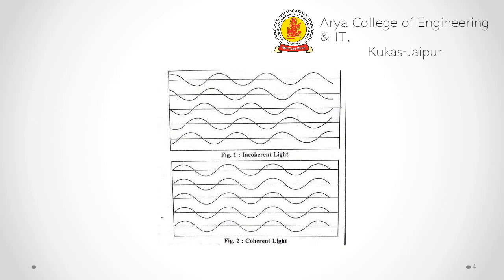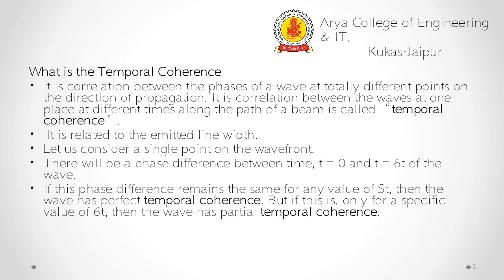If we want to draw the diagram of coherent and incoherent light, we can draw as shown in figure 1 and figure 2. Now what is temporal coherency? It is the correlation between the phase of a wave at different points in the direction of propagation. It is the correlation between the wave at one point at different times along the path of the beam, called temporal coherency. It is related to the emitted line width.